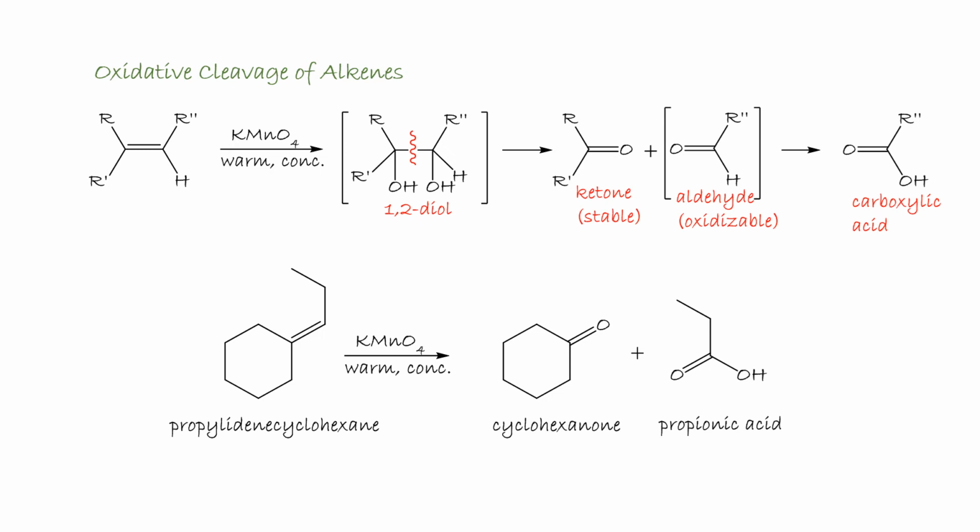Oxidative cleavage of alkene. If you treat an alkene with potassium permanganate, warm and concentrated, the disubstituted carbon will be a carbonyl, ketone. The monosubstituted carbon will first be an aldehyde, which will be further oxidized to carboxylic acid. Here's an example. Propylidene cyclohexane will lead to the formation of cyclohexanone and propionic or propanoic acid.